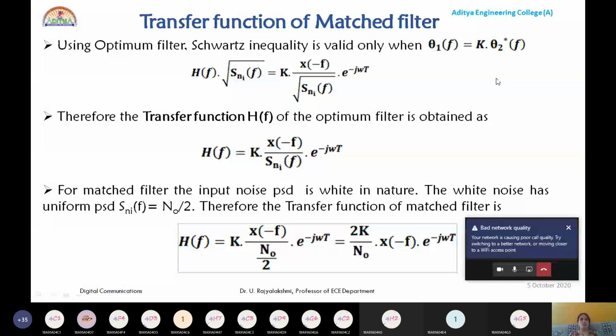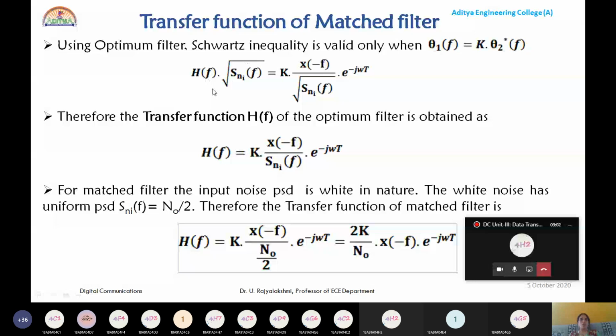Here, what is theta 1 of f? In the last class, while calculating the probability of error for the optimum filter, theta 1 of f is defined as H of f into root Sni of f, and theta 2 of f will be X of minus f divided by root Sni of f into e power minus j omega. This is theta 2 star of f. We already calculated the same in the case of the optimum filter.